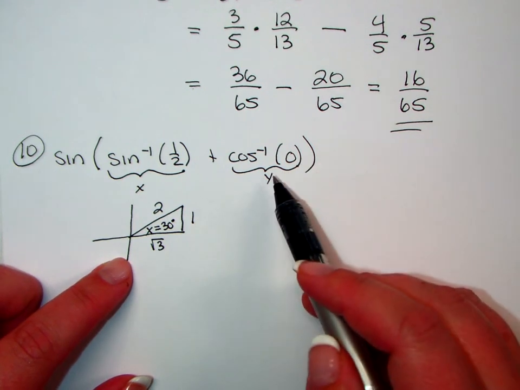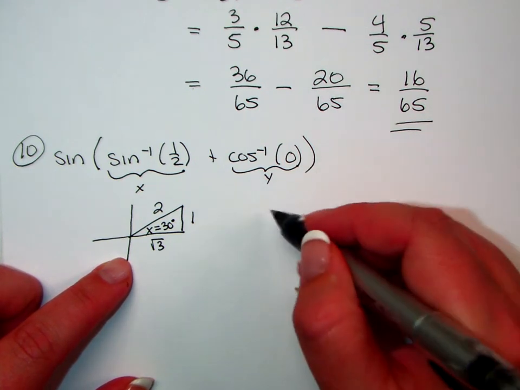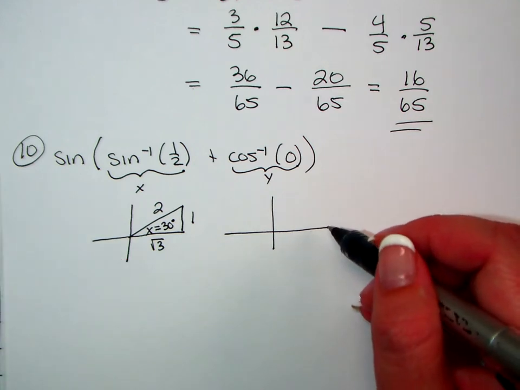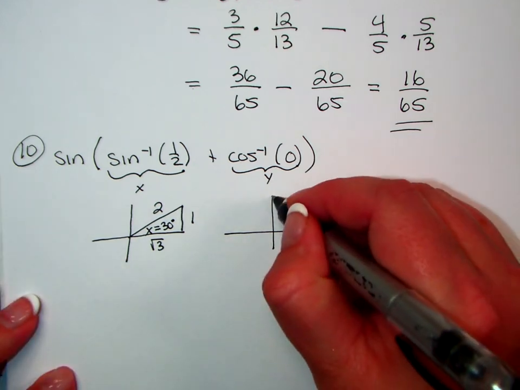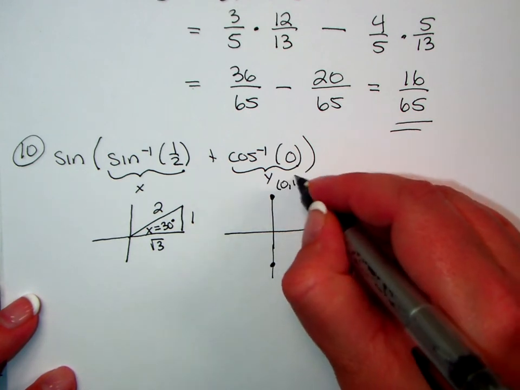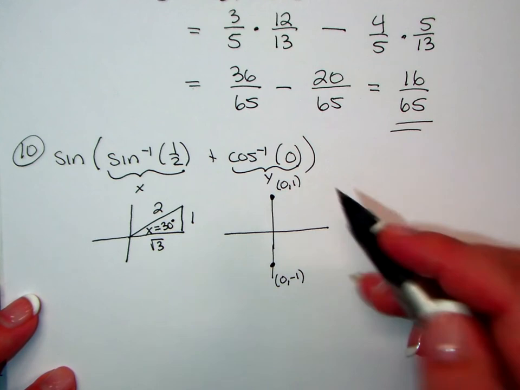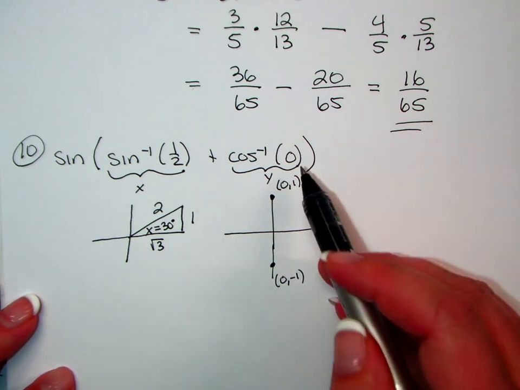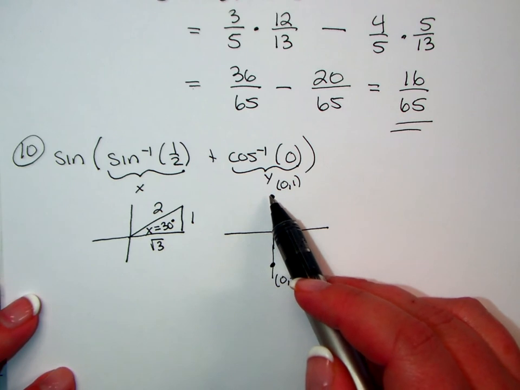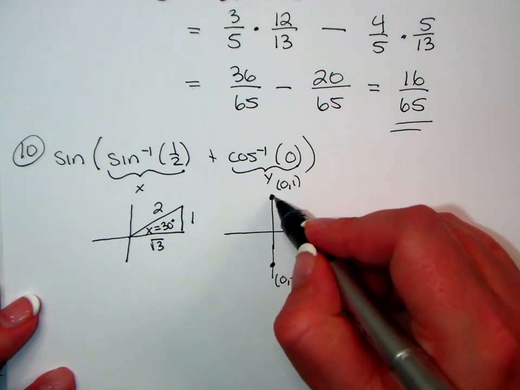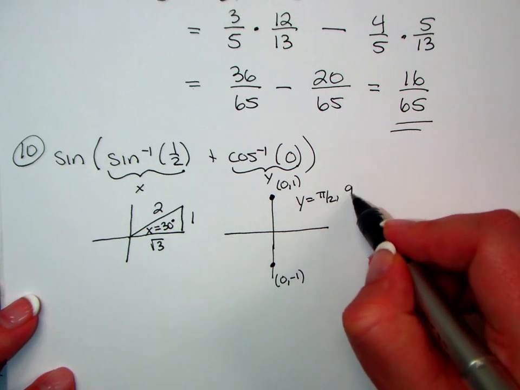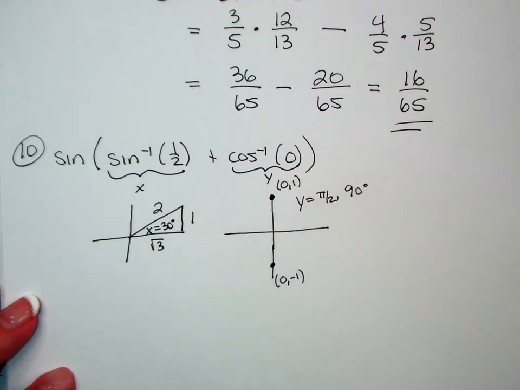So what we have to ask ourselves is, where is cosine 0? Where is the x value 0? Right, so x is 0 here, and x is 0 here. We're going to get 0, 1 here, and 0, -1 here. But remember, the answer to cosine inverse is between 0 and pi, so we are going to pick pi over 2 here. So this angle y is pi over 2, or I could write it in degrees, 90 degrees.